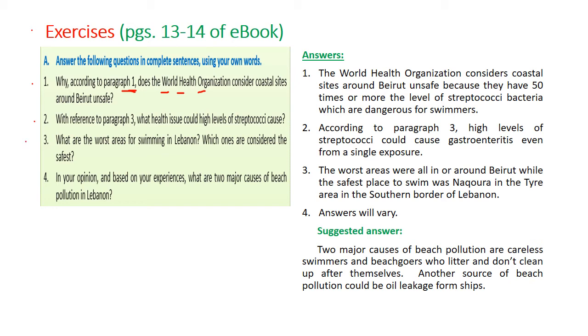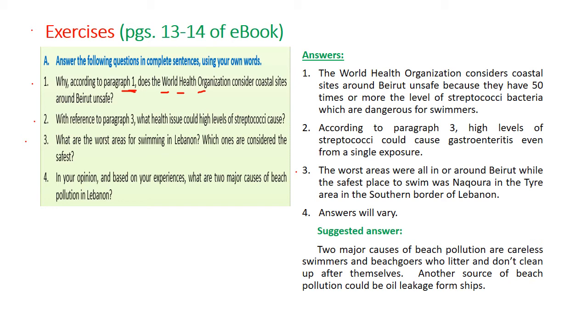3. What are the worst areas for swimming in Lebanon? Which ones are considered the safest? The worst areas were all in or around Beirut, according to the article, while the safest place to swim was Naoura in the Tyre area in the southern border of Lebanon. Naoura is a village or a town, if you want, that is in the Tyre district, Qada, the Tyre district.